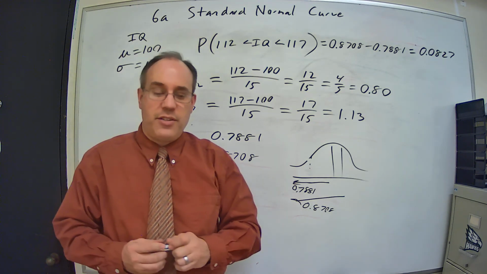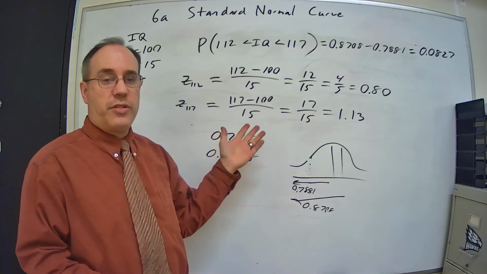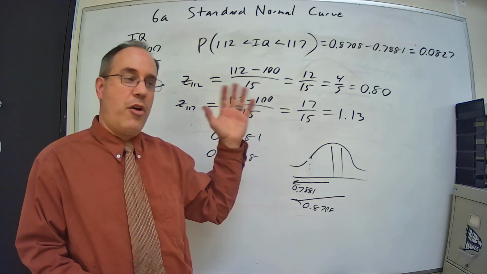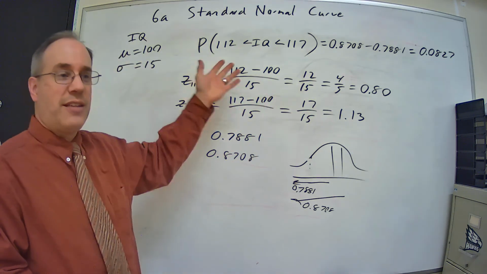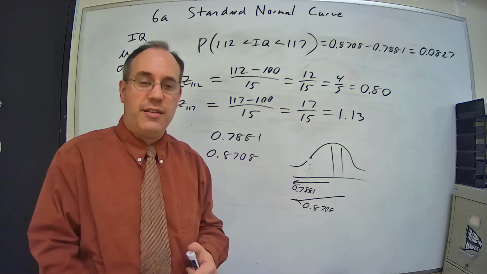So that's the start of working with a standard normal distribution table and finding cumulative probabilities, the probability that a value is less than a certain amount, greater than a certain amount, or in between two values.